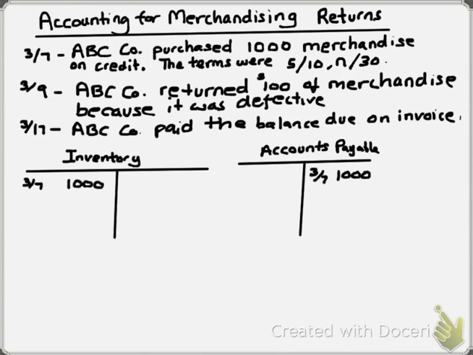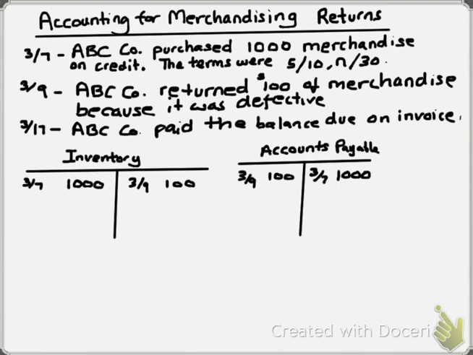Then on March 9th, we returned $100 of merchandise because it was defective. That $100 of merchandise we returned will reduce the amount of inventory we have by $100. In the same way, it will also reduce the amount that we owe our vendor by $100. So what we're going to do is credit inventory for $100 and debit accounts payable for $100.